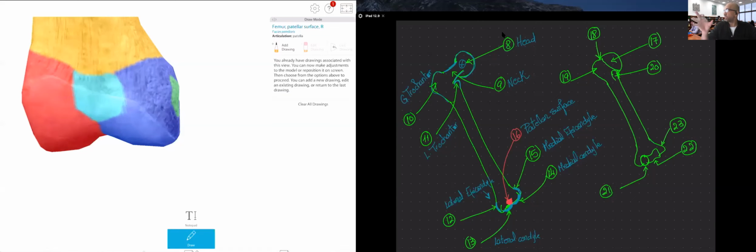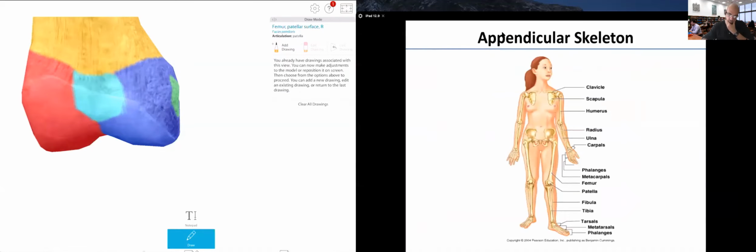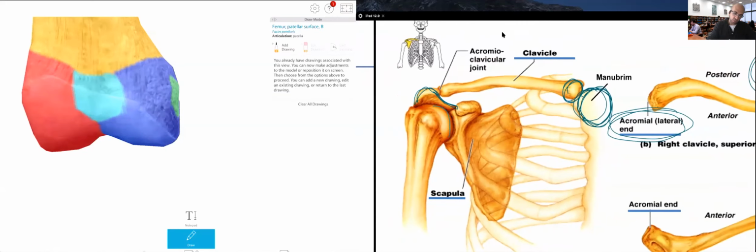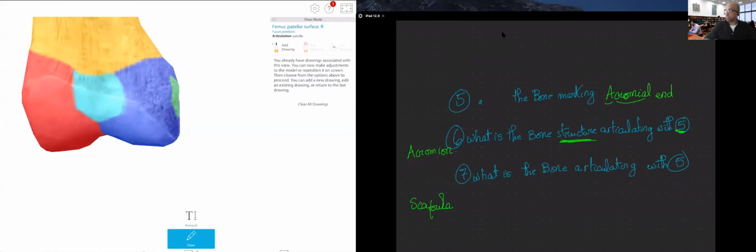Right, many of you get confused between the femur and the humerus. I'm not sure why, but that's why I put them next to one another. So what do we call 17 here? What do we call this rounded structure in the humerus? This is my head, right? And can you remind me, what was it articulating with? The head of the humerus is articulating with the glenoid cavity of the scapula.